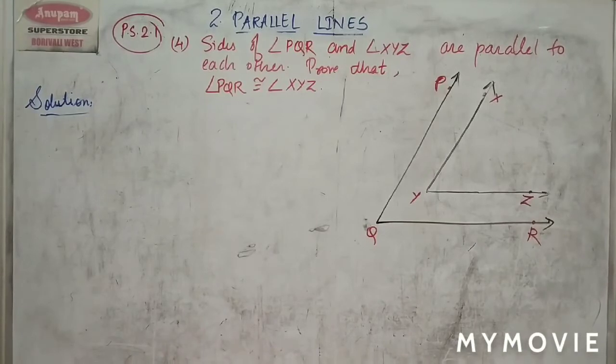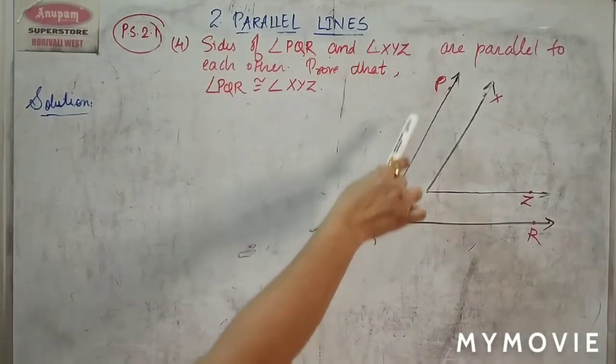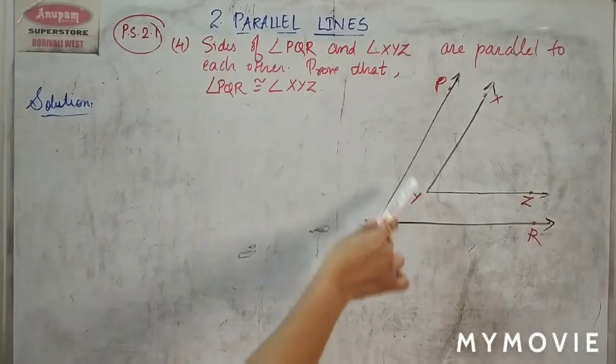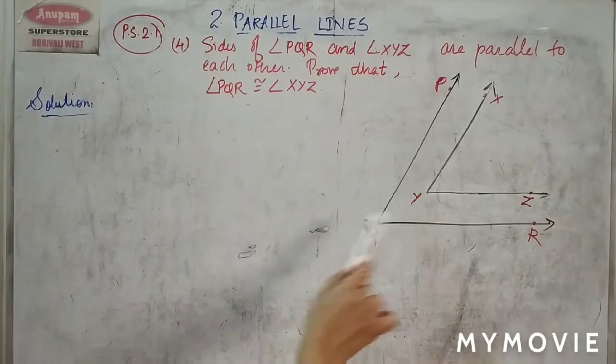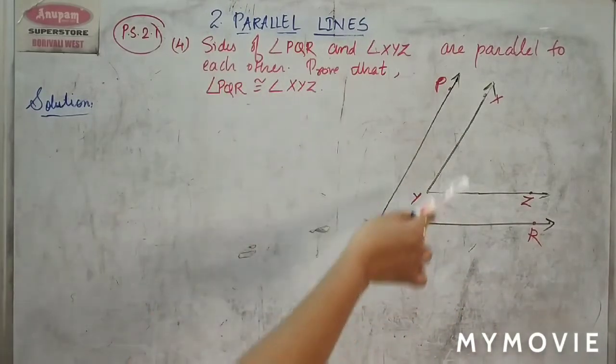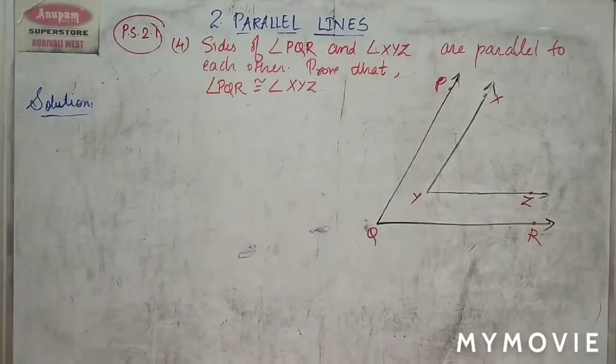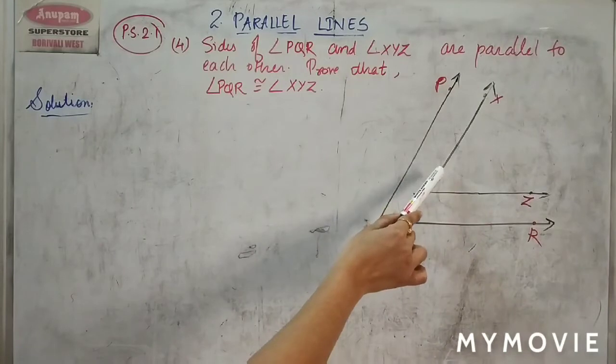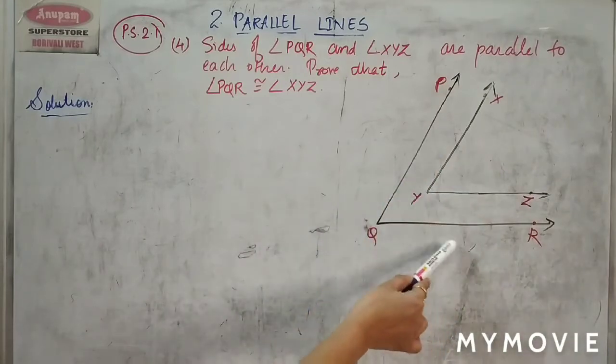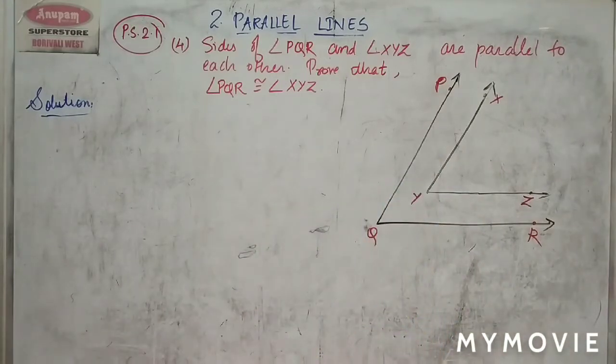Then fourth question, we have been told that sides of angle PQR and XYZ are parallel to each other. What does this mean? Sides of angle PQR, there are two sides for angle PQR. This is PQ is one side, QR is other side. Similarly for angle XYZ, XY is one side, YZ is another side. So they are saying that these are parallel to each other, which means that PQ is parallel to XY and YZ is parallel to QR. Prove that angle PQR is congruent to angle XYZ.